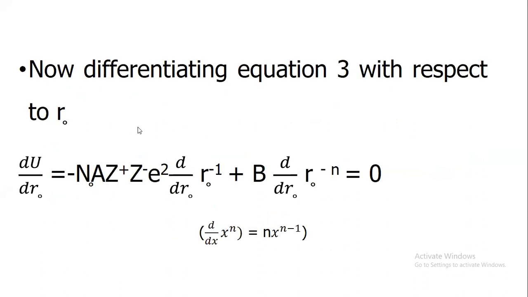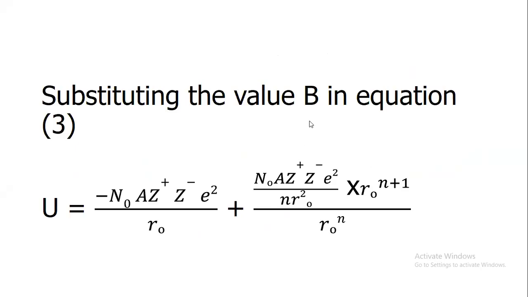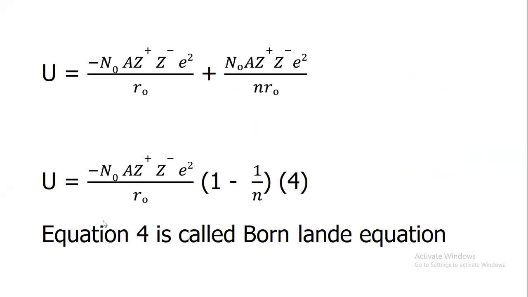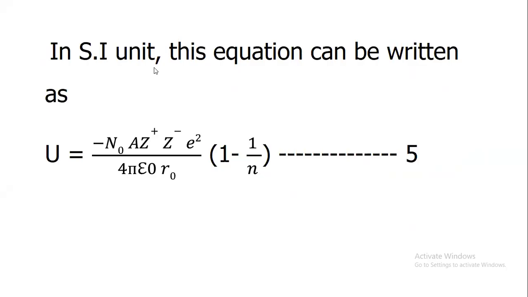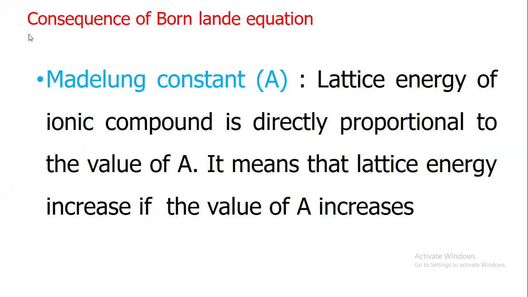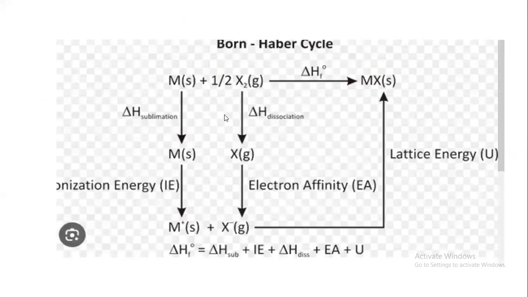Now differentiating equation 3 with respect to R naught, we get and solving, B equal to something. Substituting the B in equation 3, we get equation 4, which is called the Born-Lande equation, and in SI units this equation can be written as equation 5, where epsilon naught is the permittivity of vacuum. Equation 4 is called the Born-Lande equation, which is used to calculate the lattice energy of ionic compounds. Consequences of the Born-Lande equation: Madelung constant, charge on ion, interionic distance.